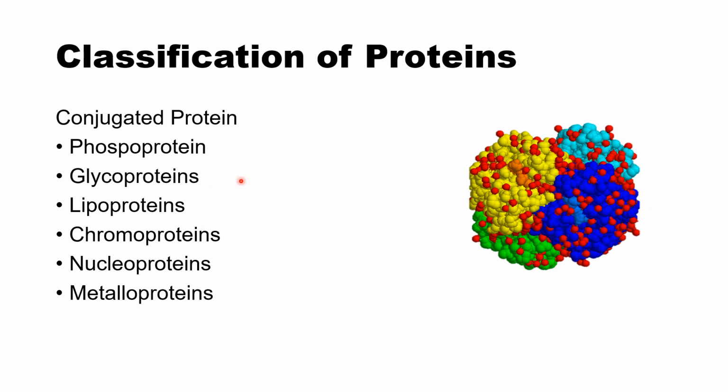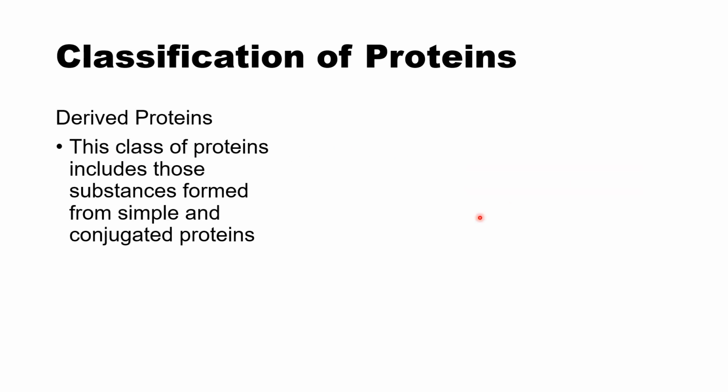So, all of these proteins are under the conjugated protein na tinatawag. Now, this conjugated protein, again, yun yung isang simple protein plus other substances. It will make up the conjugated protein. Now, for the derived proteins, this class of proteins includes those substances formed from simple and conjugated protein. So, yung simple protein plus the conjugated protein, you will have yung derived protein na tinatawag.